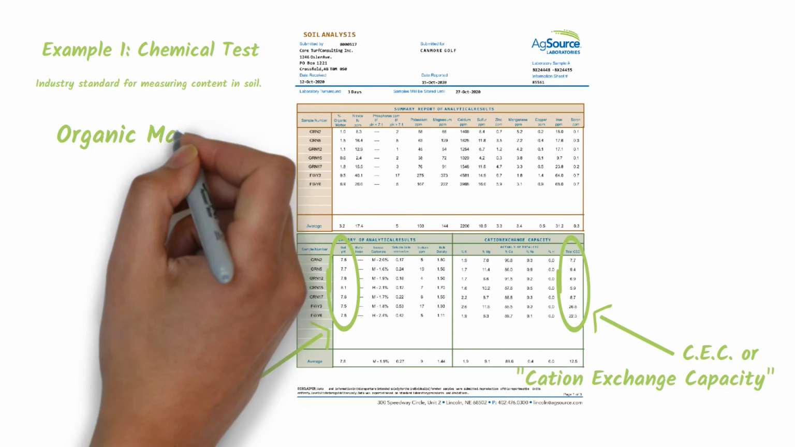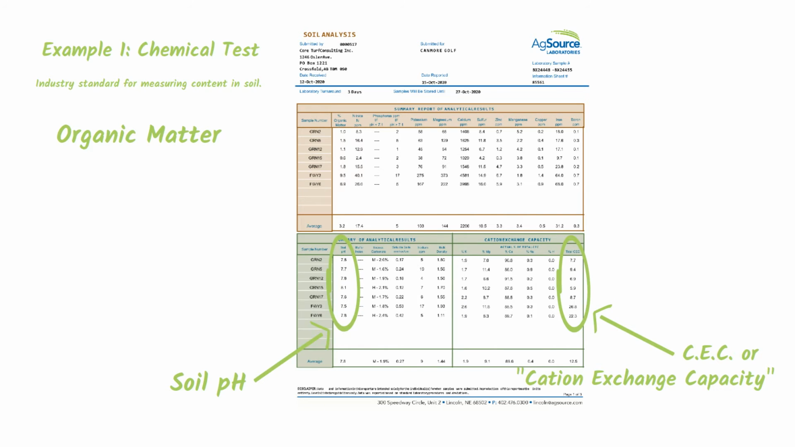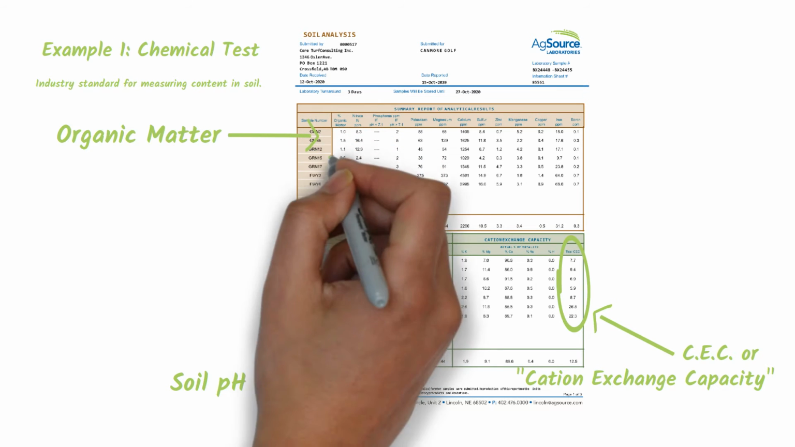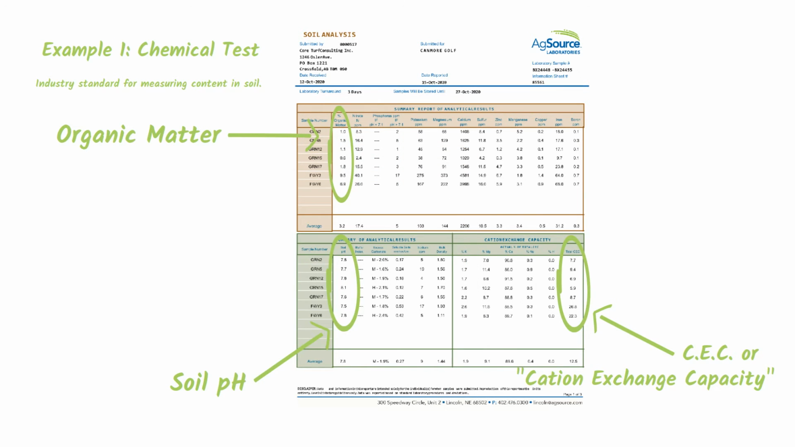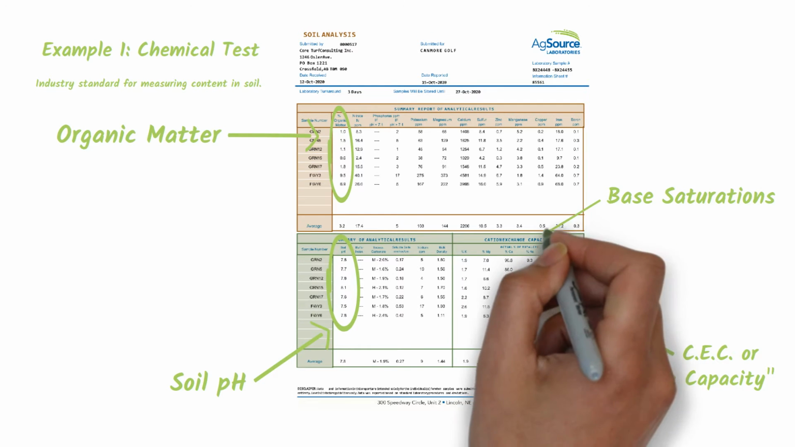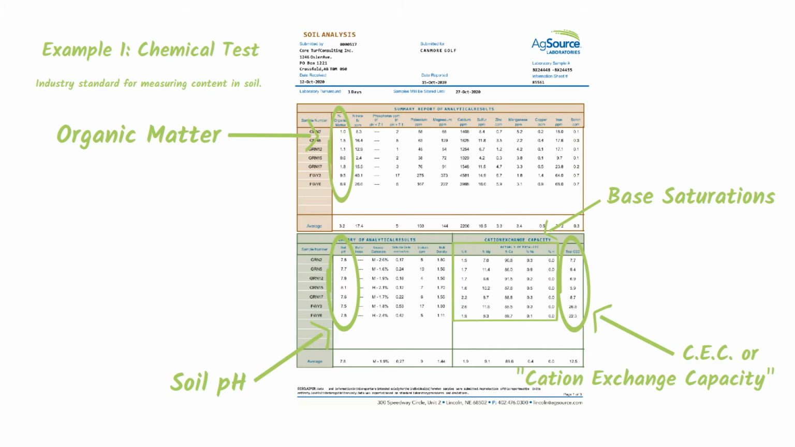Next we have organic matter. This is a measurement of biomaterials in the soil. It helps determine how well the soil retains water, as well as metabolizes nutrients in the soil to help them become available to the plant. Base saturations. This goes hand in hand with CEC. There's way more to discuss than we have time for in this video, but we will most likely be doing a video specifically dedicated to CEC and base saturations in the future, so stay tuned for that.